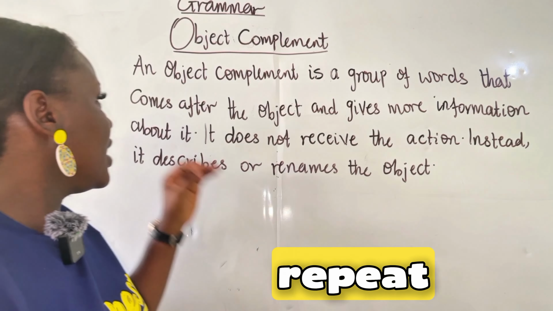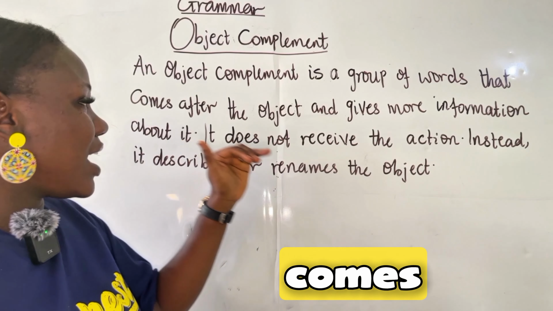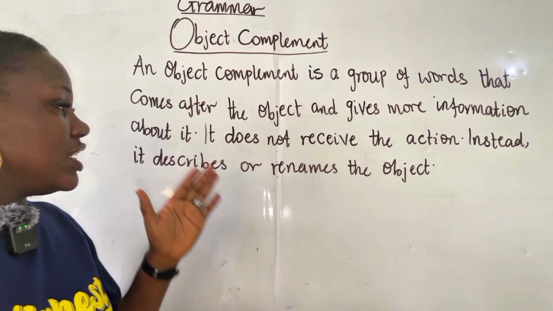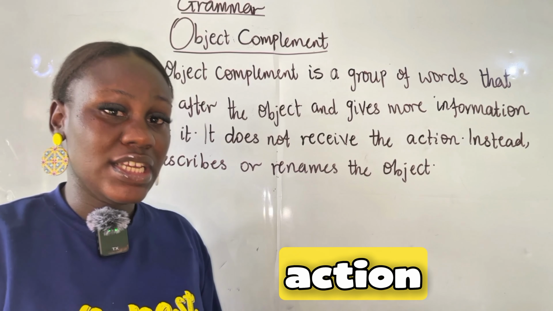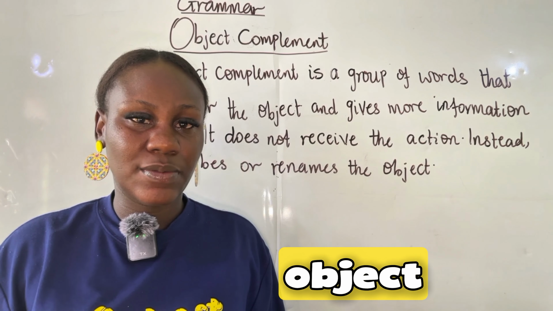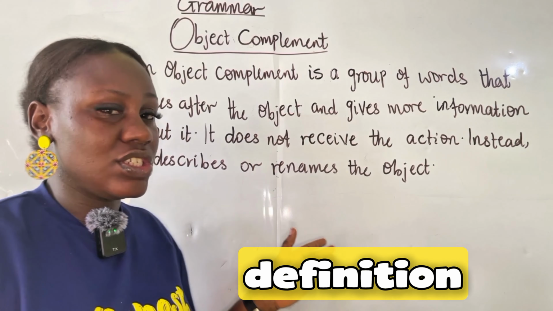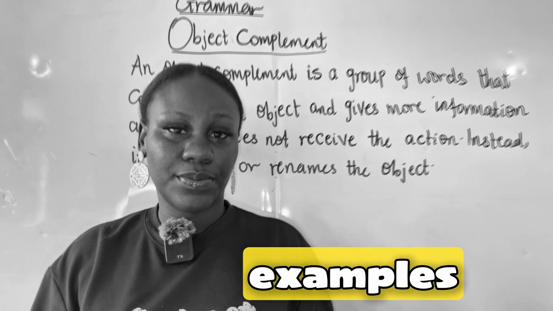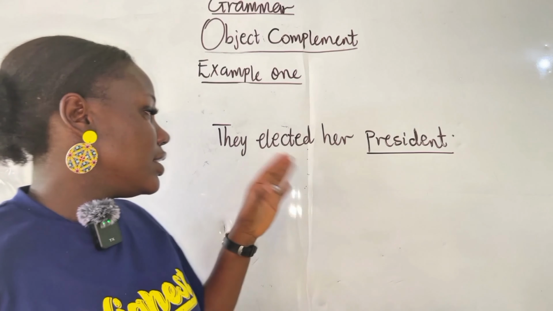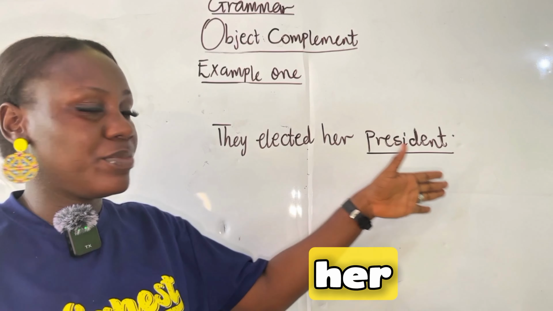I'll repeat. An object complement is a group of words that comes after the object and gives more information about it. It does not receive the action. Instead, it describes or renames the object. Now, let us illustrate this definition in the following examples. Let's consider the example on the board. They elected her president.